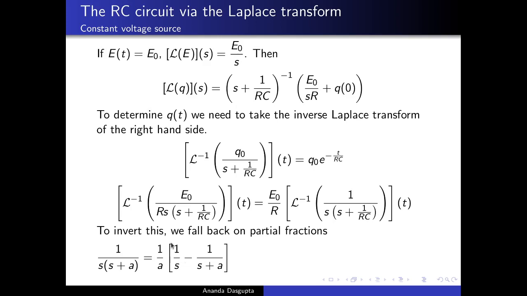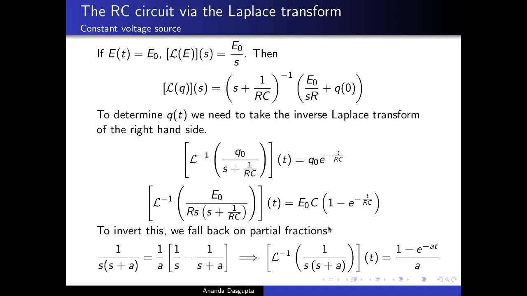And we already know how to inverse Laplace transform both of these. So what is the inverse Laplace transform of this 1 by s into s plus a? It is 1 by a times the inverse Laplace transform of 1 by s, which is 1, minus the inverse Laplace transform of 1 by s plus a, which is e to the minus at. So that's the answer. So now that we know this, what we can do is plug this here. Of course, here a is 1 by RC, so division by a becomes multiplication by RC, so you end up with E0 C outside, times 1 minus e to the minus t by RC.